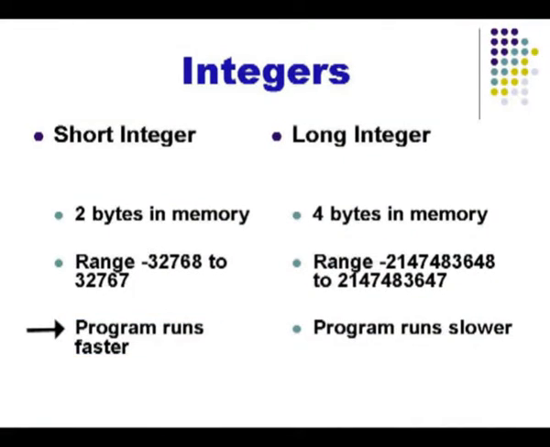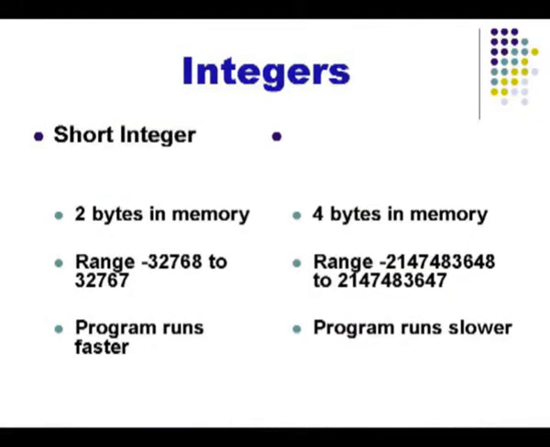Now, how is this? We know that whenever we have to execute a program, we have to allocate memory for that. And every time we require a data, it has to be taken from the memory and it has to be executed. So, when the memory space that is allocated to a data is less, the memory access time will be less. So, the time it takes for program execution will also be less. Obviously, the program runs faster.